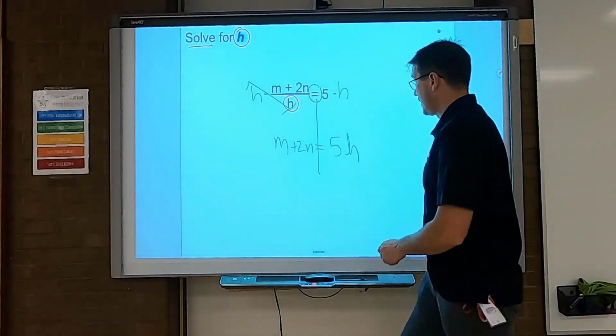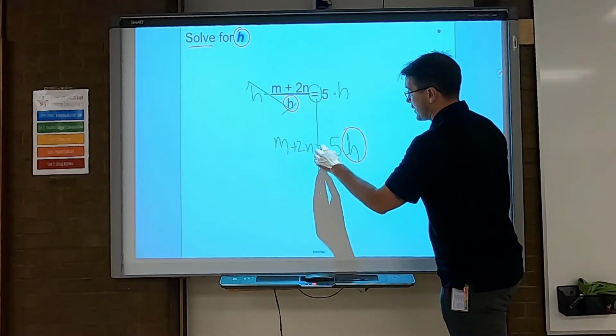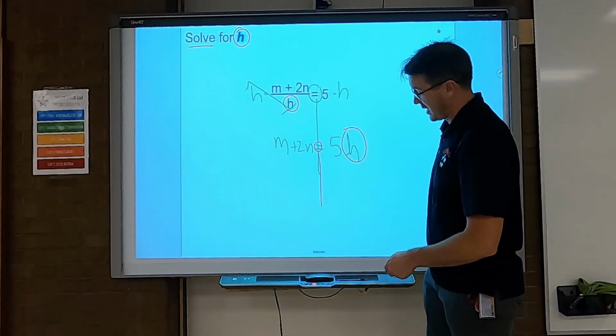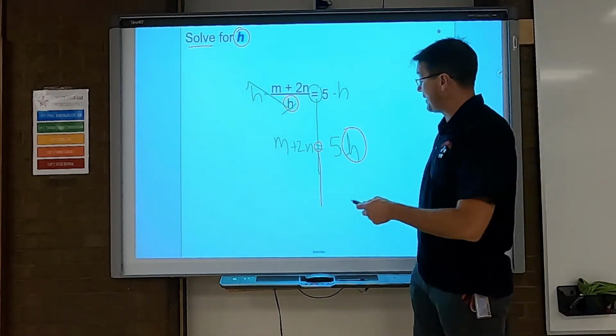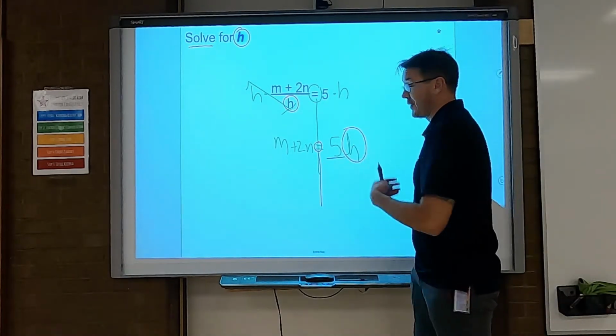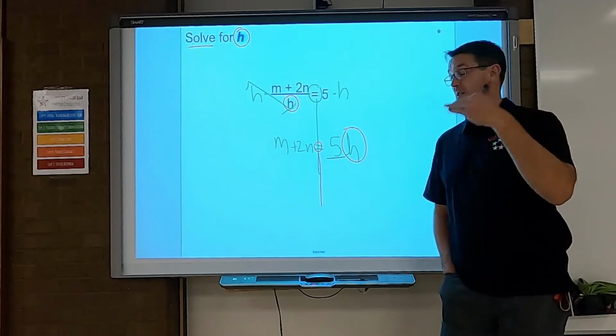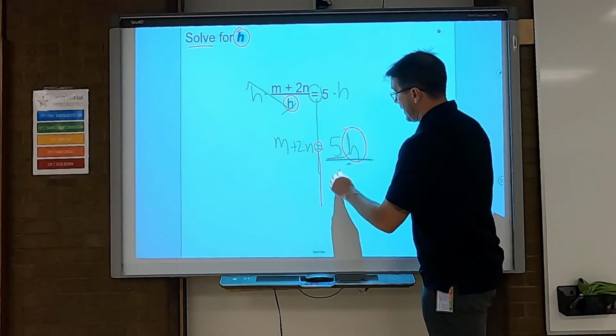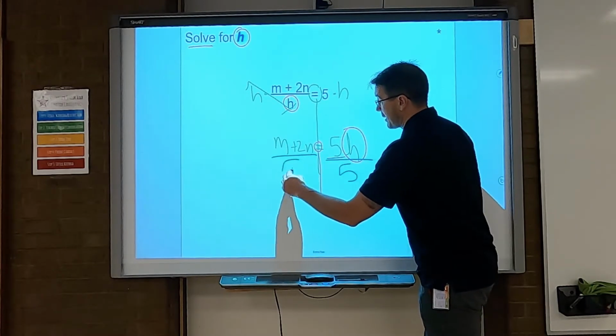Now I circle my variable again, and this time I notice that my h is not in the denominator, so I can just say, okay, what's touching it? Oh, the 5 is touching it. Okay, how do I get rid of the coefficient? It's times, so I have to divide. So if I divide this side by 5, I have to divide the other side by 5. Divide both sides by 5.